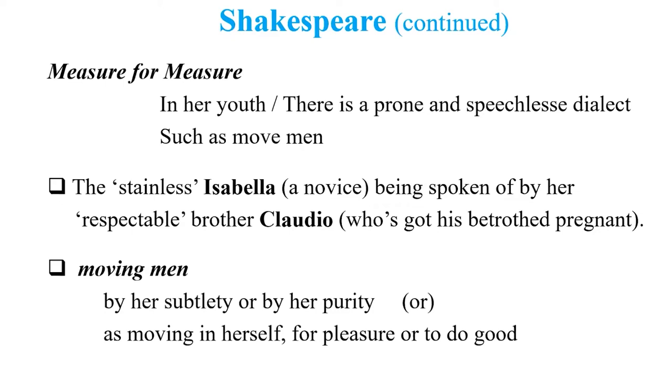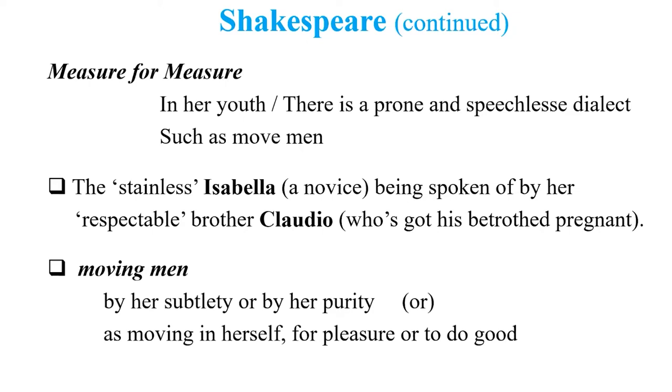Macbeth is a detailed one. This is for non-detailed. You need not go through it line by line, but you should be aware of everything about Measure for Measure. This is also a prescribed text. So this is the line you have. These lines are spoken by the brother Claudio, and he's talking about his sister Isabella. So you have a brother and sister here.